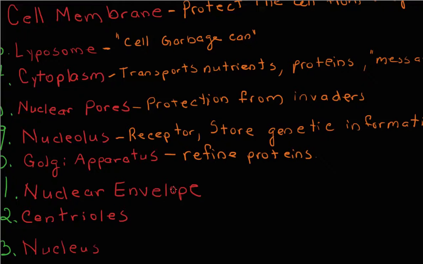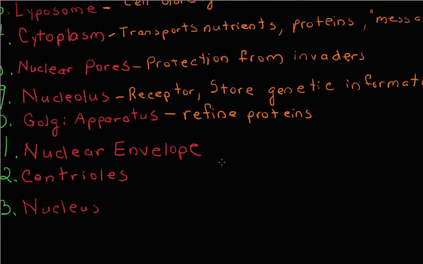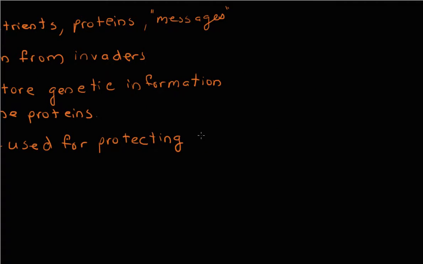Okay, the nuclear envelope, like we talked about, is just like the regular cell membrane. It is used for protection, so we can write that. But more specifically, protecting what? Protecting the nucleus and the nucleolus.